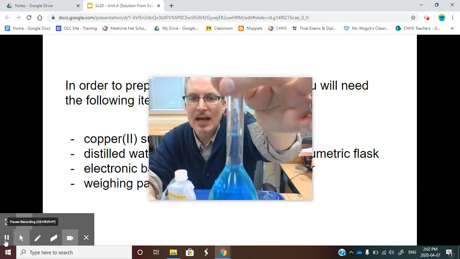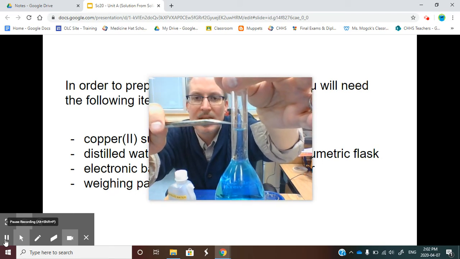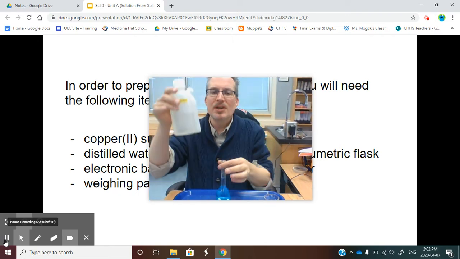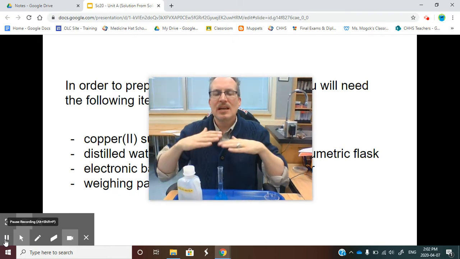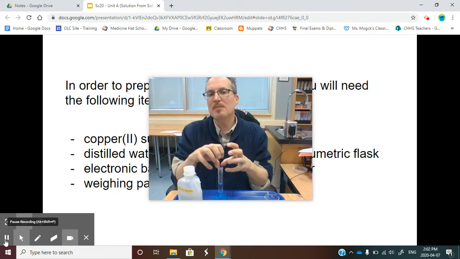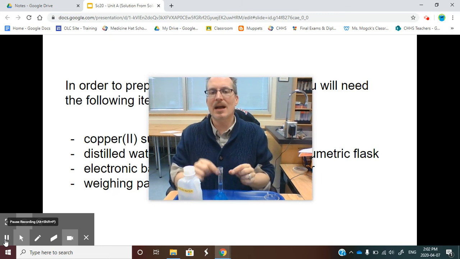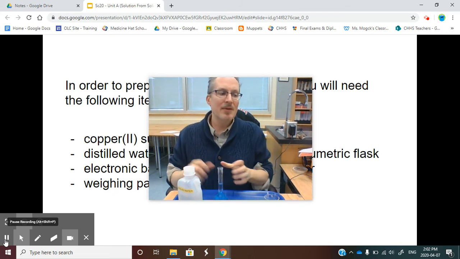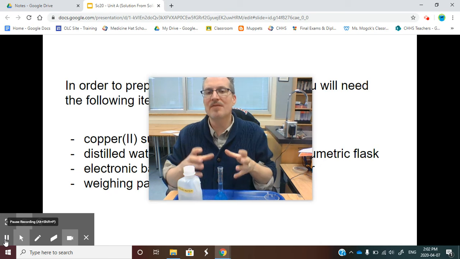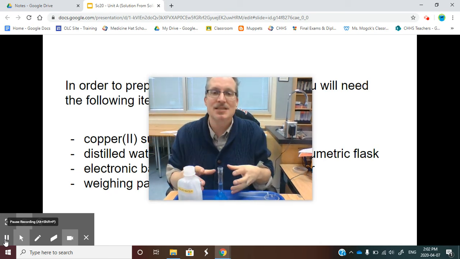And you can see that my solution is here, but my line is right there. I don't want to shoot water in with this anymore, because if I shoot too far and I get above the line, there's no way for me to pull water out where I know for 100% of a fact that I'm not taking copper 2 sulfate out. And remember, I need every bit of the 9.8 grams of copper 2 sulfate to make up my exact solution.